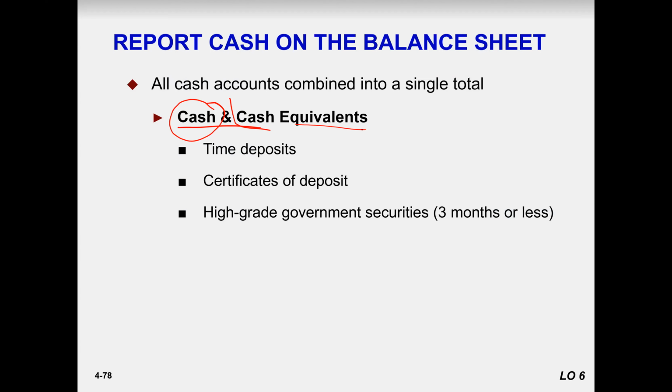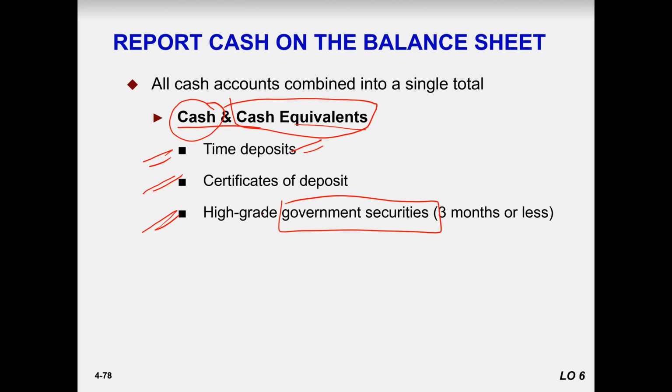But what is cash equivalent? These are time deposits. Like we have extra cash we invested in our banks for some time, 6 months, 7 months. Certificates of deposit or high-grade investment bonds, high-grade government securities as well. So you have extra cash you can deposit over there as well. These are called cash and cash equivalents. Remember, these are highly liquid.